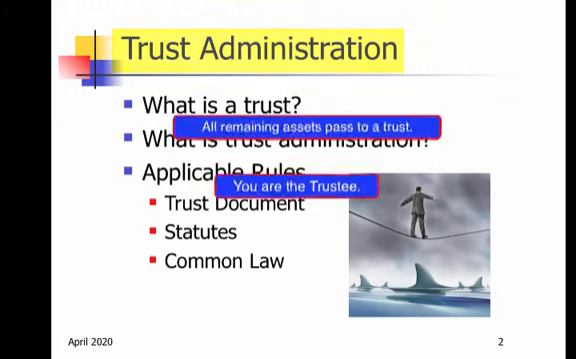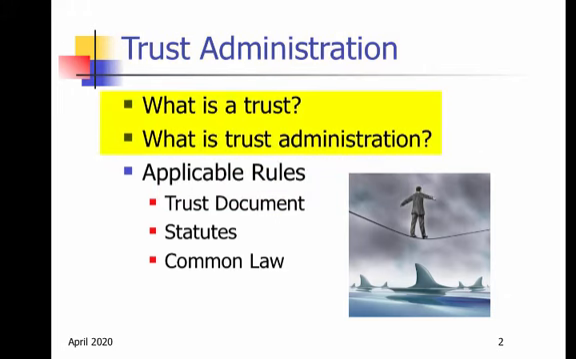Now, what does that mean? You need to know what a trustee's job is and the perils and risks that you, as trustee, will face during trust administration. And that's what we'll be covering in this part of our presentation. During this part, we'll discuss what a trust is, what trust administration is, and the rules that apply to trust administration. Those rules are typically found in the terms of the trust, and the terms of the trust are usually found in the last will and testament or in a trust agreement.